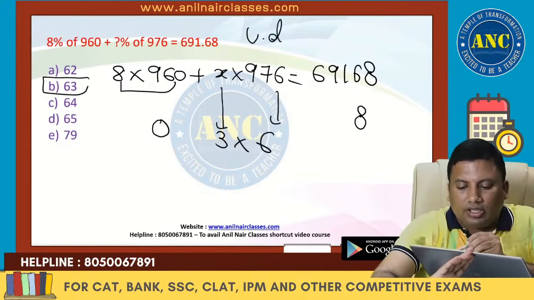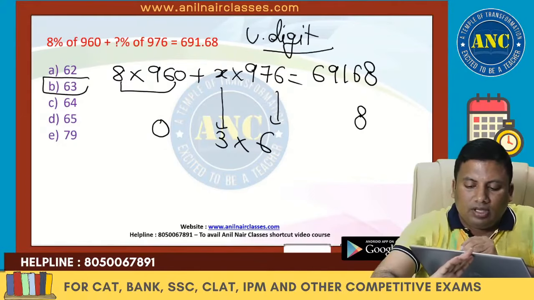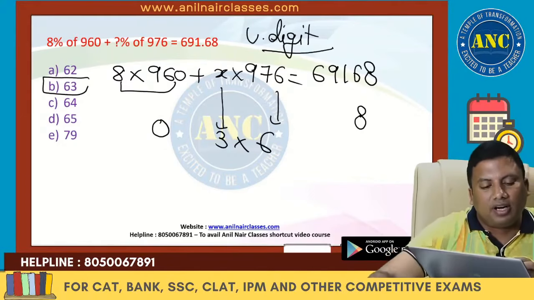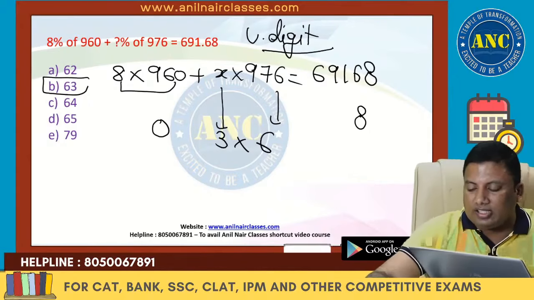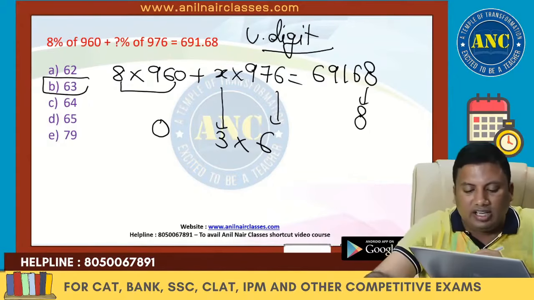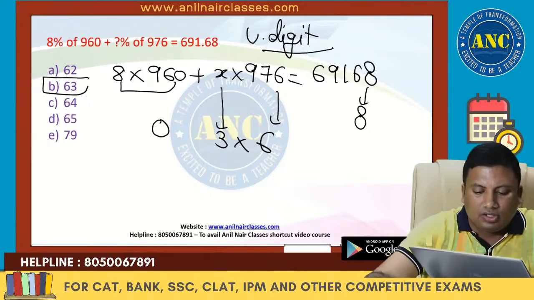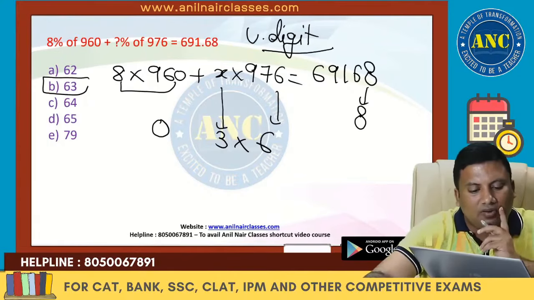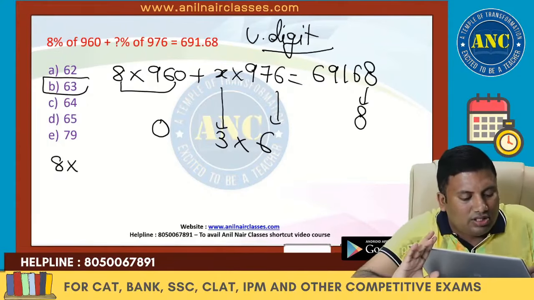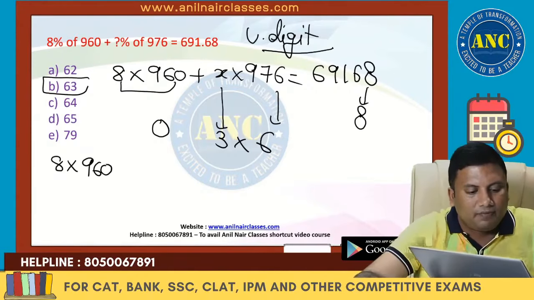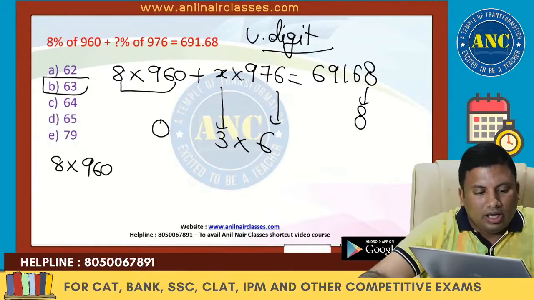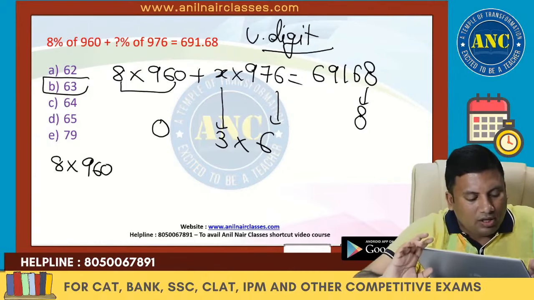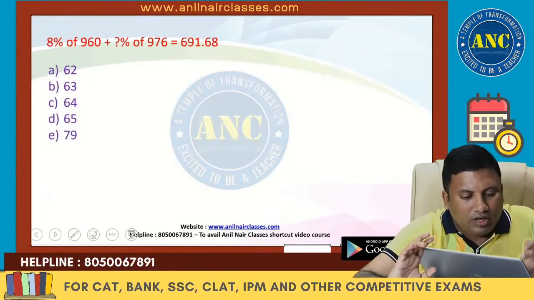Through unit digit, direct. Just by looking at the question itself, you are getting 8 into 960 plus x into 976. By 100, if it comes to the right hand side, 69168. This unit digit is 8, this 0, 3 into 6. This is one way to solve it. Another way, last two digits, 8 into 960. Now, see here. Another way to look at this problem.